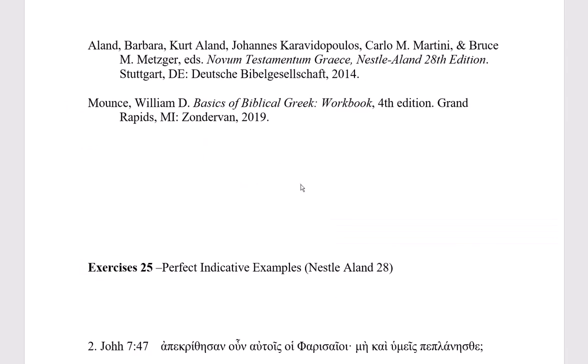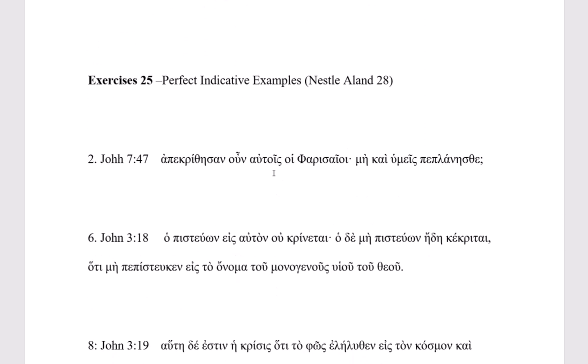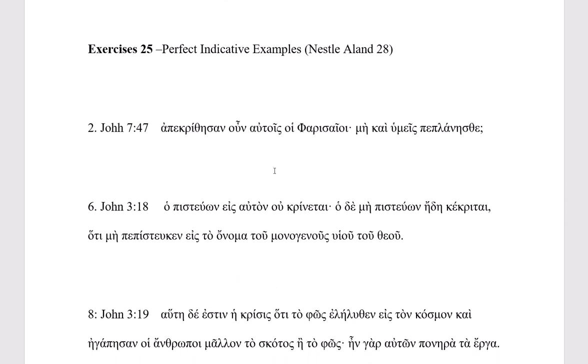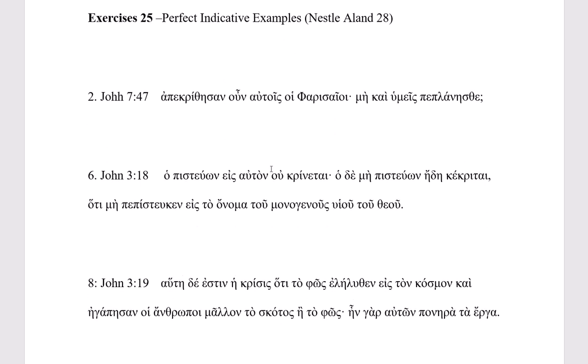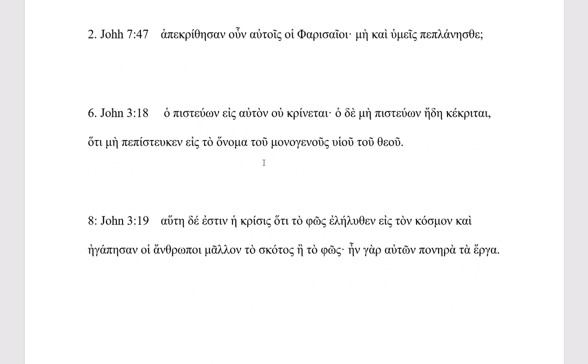Let's take a look at some examples. So we're looking at Mounce's Basics of Biblical Greek workbook, fourth edition, and he's copied some sentences out of the New Testament, which I got from the Nestle-Aland 28, NA28. So I'm giving credit for that, although it's pretty much the same as what you see in the workbook. So let's take a look at these exercises from chapter 25. And we'll start with John 7:47. It's number 2 in the workbook for chapter 25.